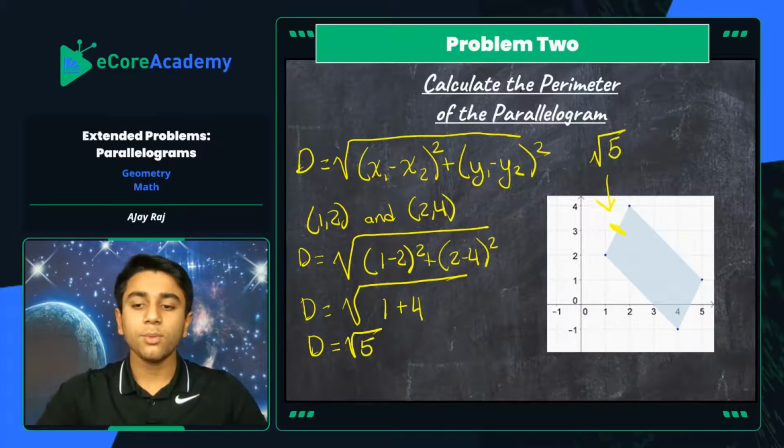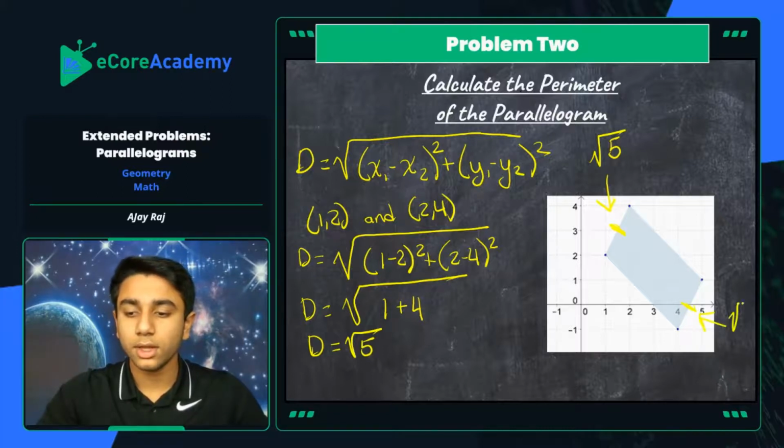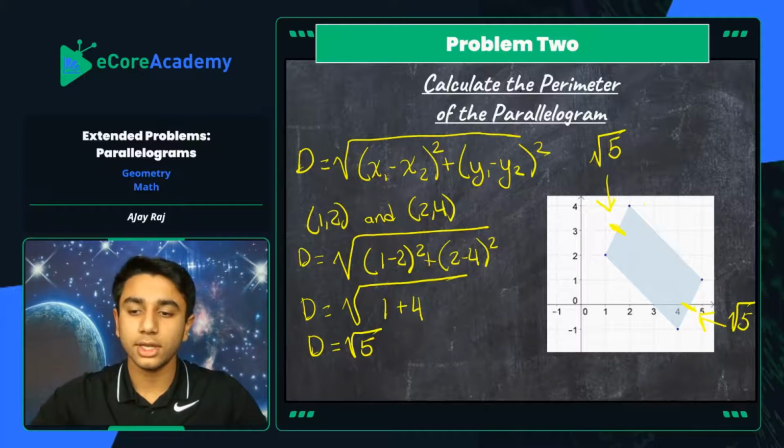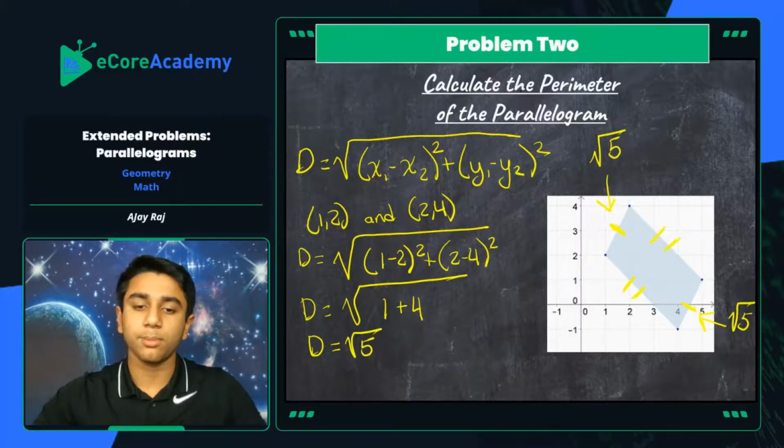All right. Now, what do we know about parallelograms? What's a very important property? We know that opposite sides are going to be congruent. So we already know that this opposite side here is also going to be root 5. We're going to keep that as is, and then we'll add it up after we calculate the other side. Now all we need to do is calculate the length of this side right here, and we'll automatically get what this side length is as well. So we're going to put that into our equation.